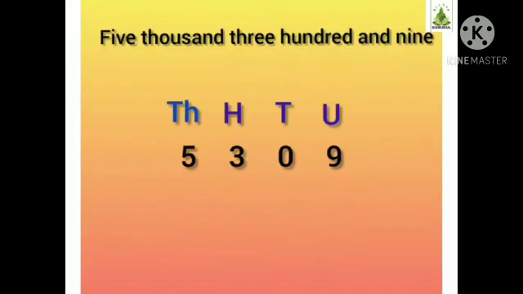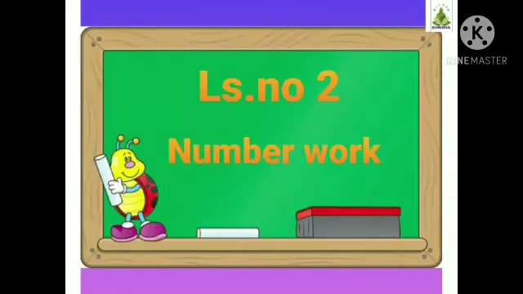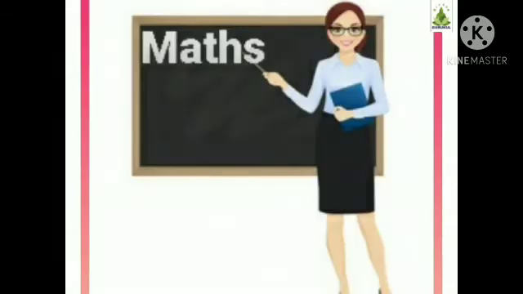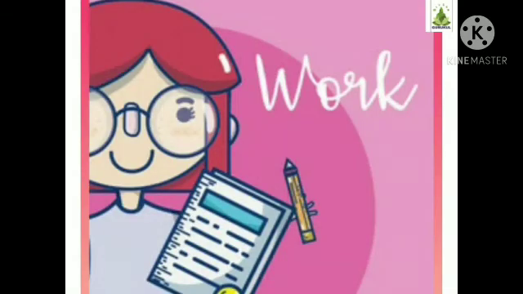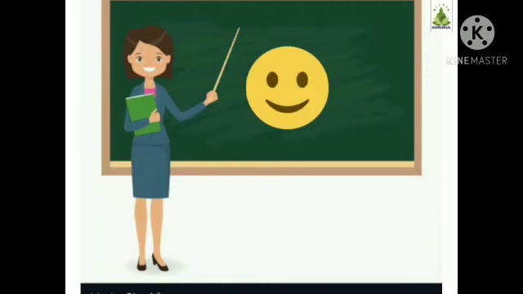Next example, 5309. In this number, there are no tens, so we will write 0 at the tens place. I hope you have understood how to write 4-digit numbers and their reading. So you have to complete your exercise and take care. Have a nice day.